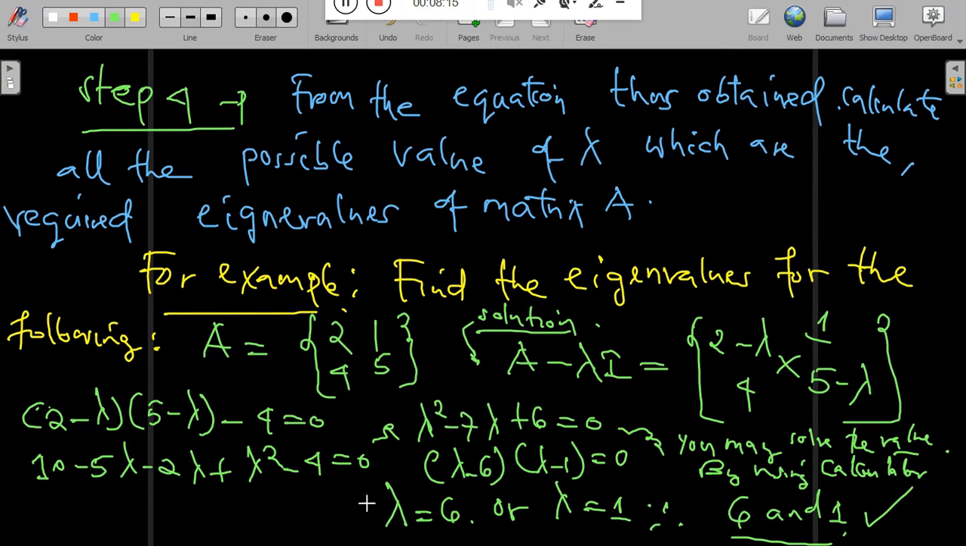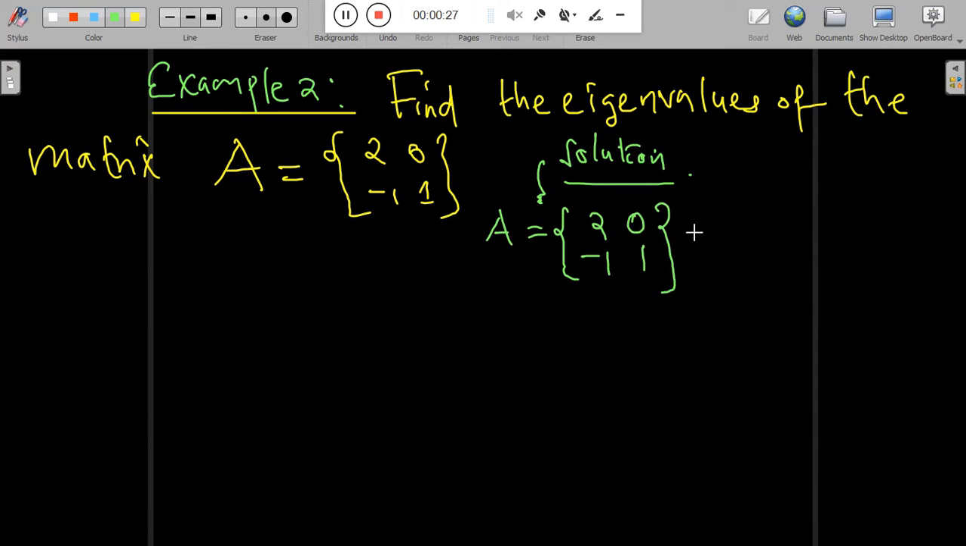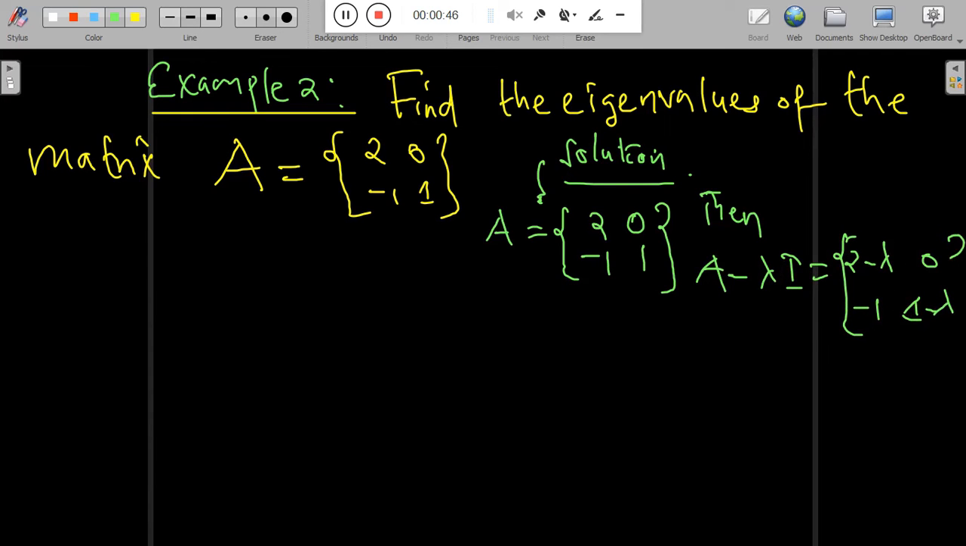Now let's look at another example. Example number 2: find the eigenvalues of the matrix A, which is given by 2, negative 1, 0, and 1. Solution: we take the matrix A, equal to 2, negative 1, 0, and 1. We find the determinant of A minus lambda I. We take 2 minus lambda on the main diagonal, and 1 minus lambda on the main diagonal, then we take negative 1 times 0.